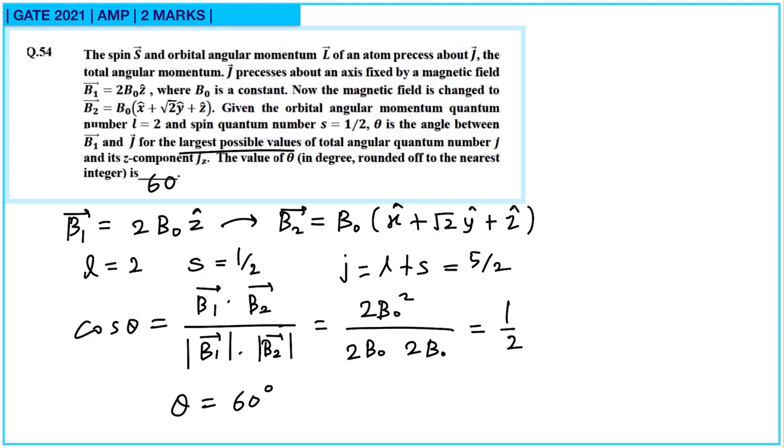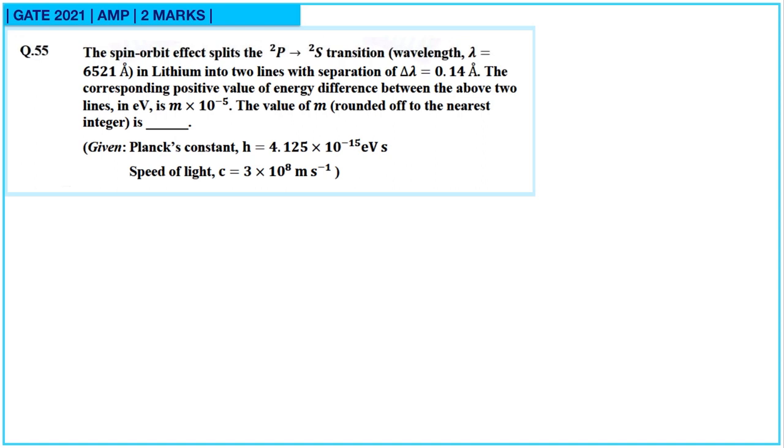So the answer is 60 degrees, and the answer given in the answer key is 27 to 93. And here we are getting the answer 60. Next question. The spin orbit effect splits the 2p to 2s transition wavelength lambda of 6521 angstrom in lithium into two lines with separation delta lambda equal to 0.14 angstrom. The corresponding positive value of the energy difference between the above two lines in electron volt is m into 10 to the power minus 5. The value of m is.